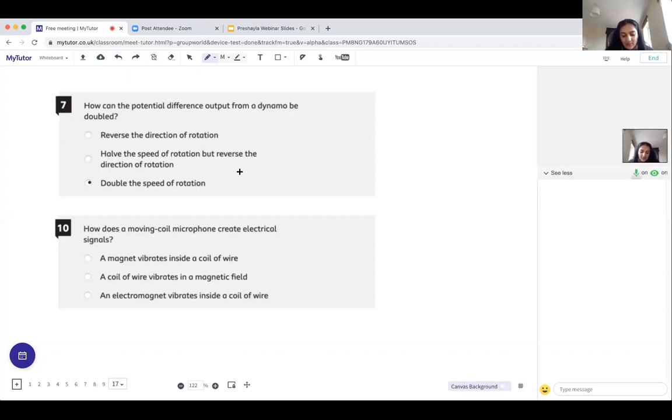Quite similar answers there, but to be specific, it's really all about this coil of wire vibrating in the magnetic field. The vibrations of the diaphragm cause the vibrations of the coil of wire. That coil of wire is sat in a magnetic field.